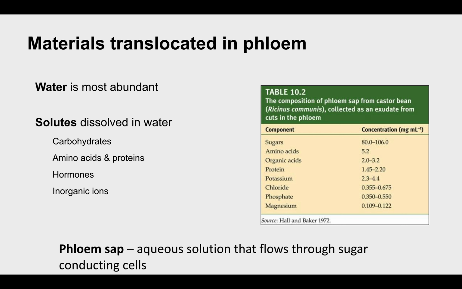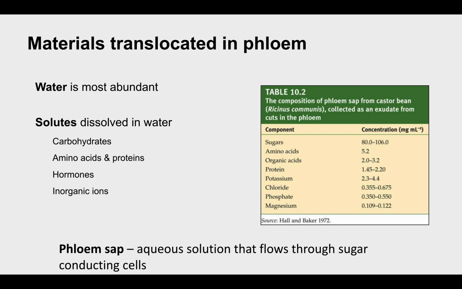Now, what is actually transported in the phloem? Well, water is actually the most abundant, right? Water is kind of the medium in which a lot of these molecules are going to be transported, right? Water is really good at dissolving components, right? So water is most abundant, and then we have everything else that's dissolved in the water. These would be things like carbohydrates, right? So sugars are carbohydrates. It would be things like amino acids and proteins. Right? So building blocks and proteins that might help regulate other functions in the plants.